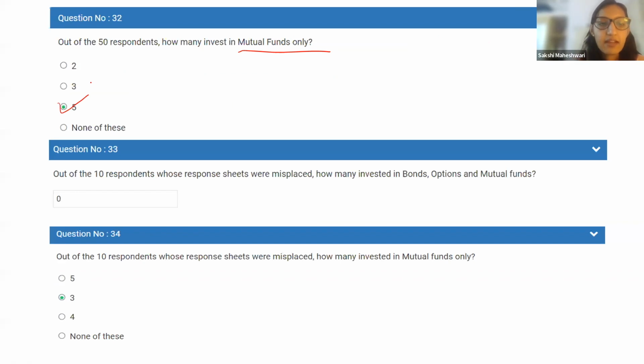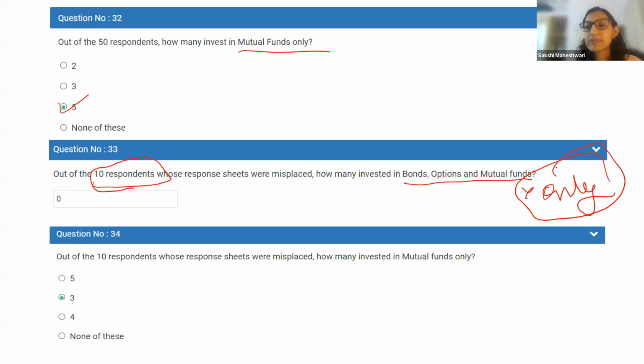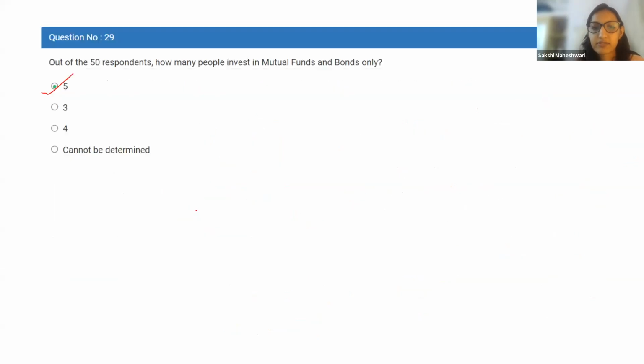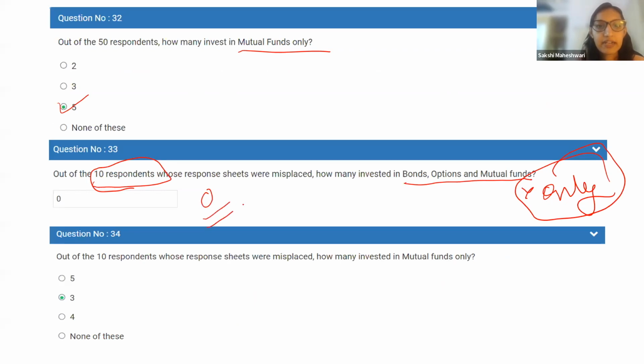Okay. Now next is, out of the 10 respondents, the new respondents, the additions we made. How many invested in bonds, options, and mutual funds? And remember, in this question also only is not mentioned. So do keep in mind in this type of things in such questions. Don't make any silly mistakes there. So bonds, options, and mutual funds. So when I look at that, bonds and options with mutual funds. So this is O plus N. And we did not make any additions for O plus N. So there was no one in the 10 respondents who invested in this O plus N. Okay, so that's 0. You're getting it.